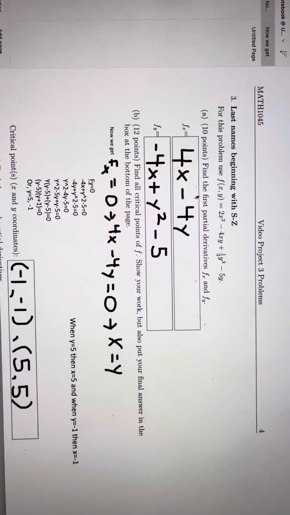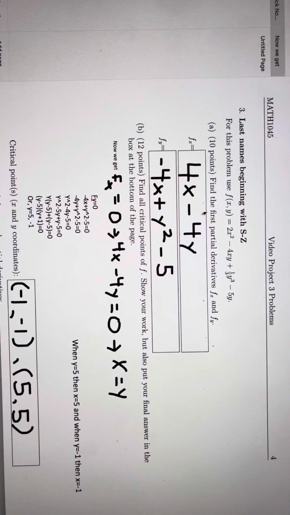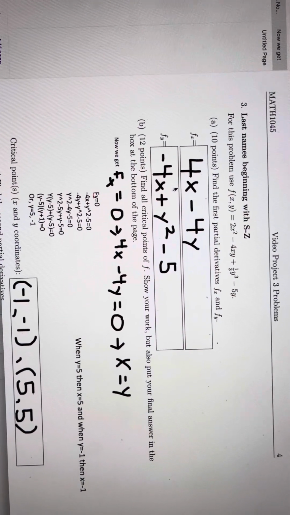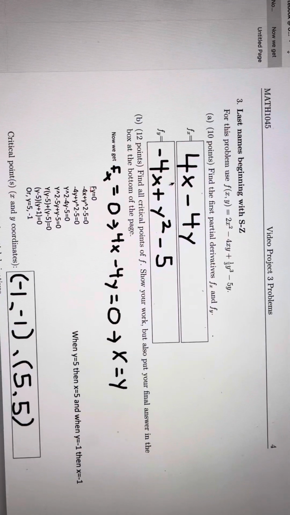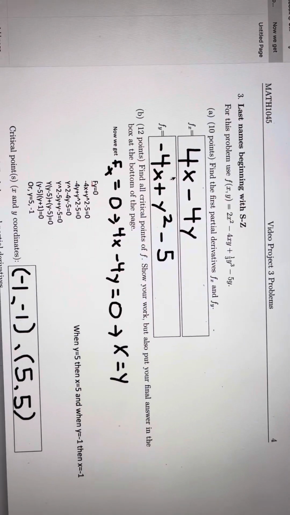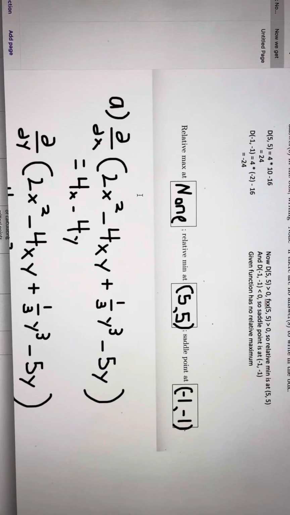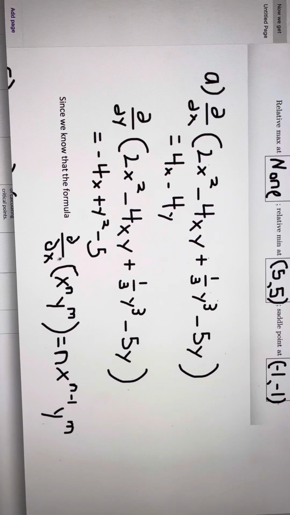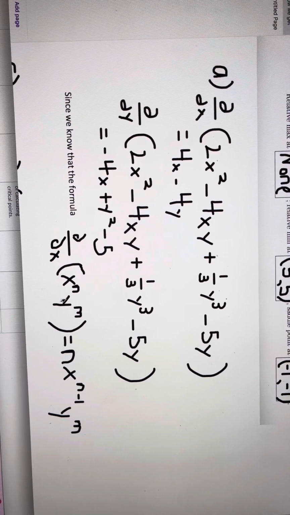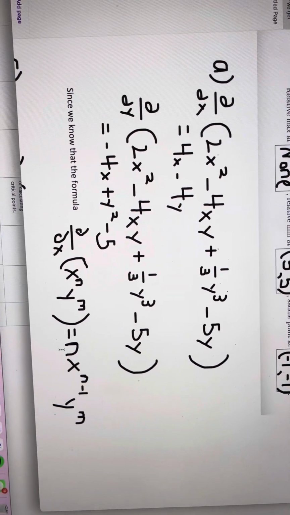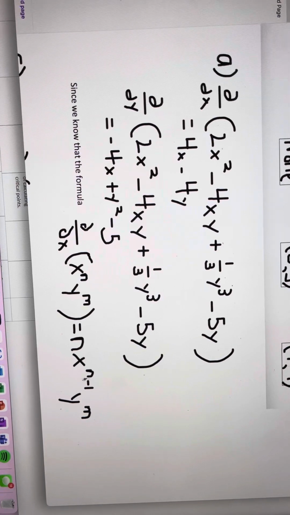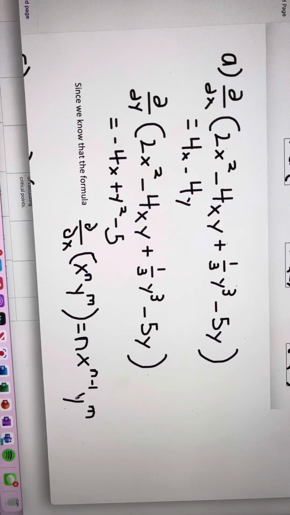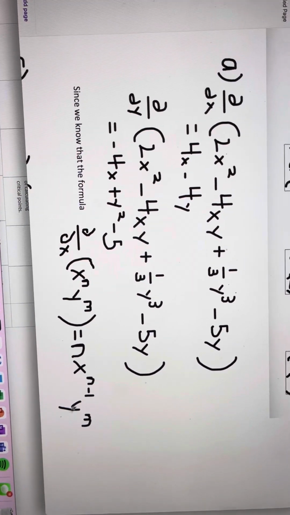4a, to find the first partial derivatives fx and fy. For fx, I got 4x minus 4y, and for fy, I got negative 4x plus y squared minus 5. And the work I did, since we know the formula, the partial derivative of x to the n, y to the m equals nx to the n minus 1, multiplied by y to the m.